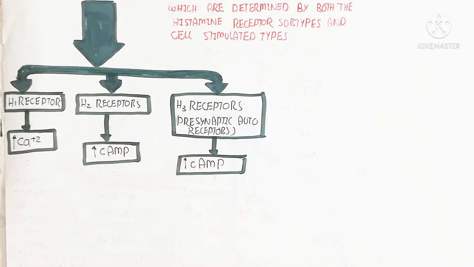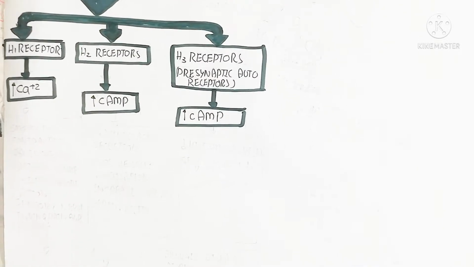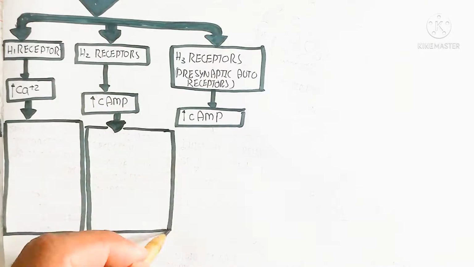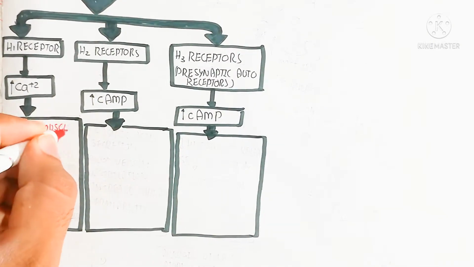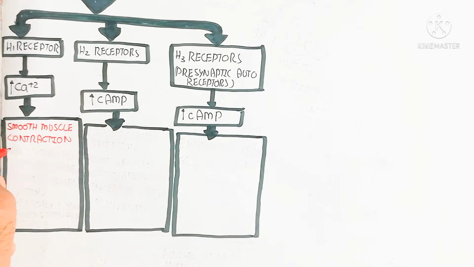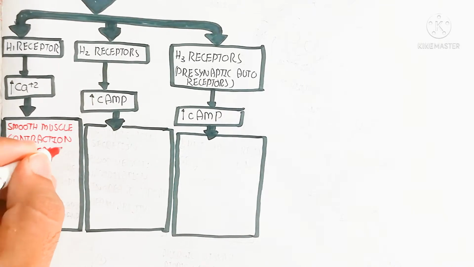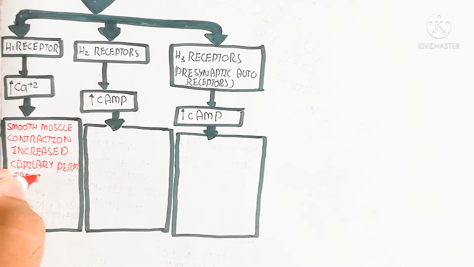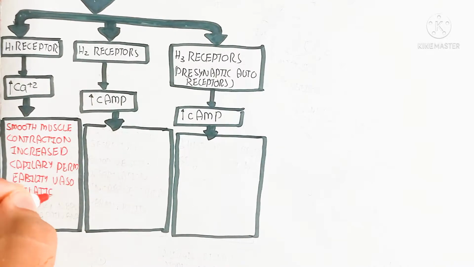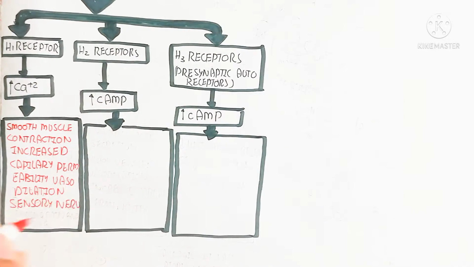When histamine binds with the H2 receptor, it leads to an increase in cyclic AMP. Let's begin to understand the different effects. The calcium increase leads to smooth muscle contraction, increased capillary permeability, vasodilation, and at the sensory nerve endings, pain and itching will occur.